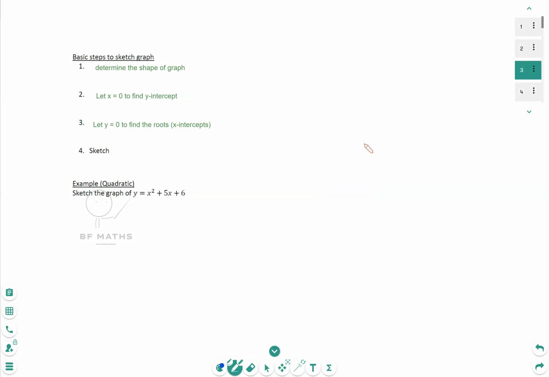So step 1, again, shape. So the shape, we know is quadratic. Positive x squared means U shape. When x equals 0, then y equals 0 squared plus 5 times 0 plus 6, which is 6. That means the y-intercept is 6.